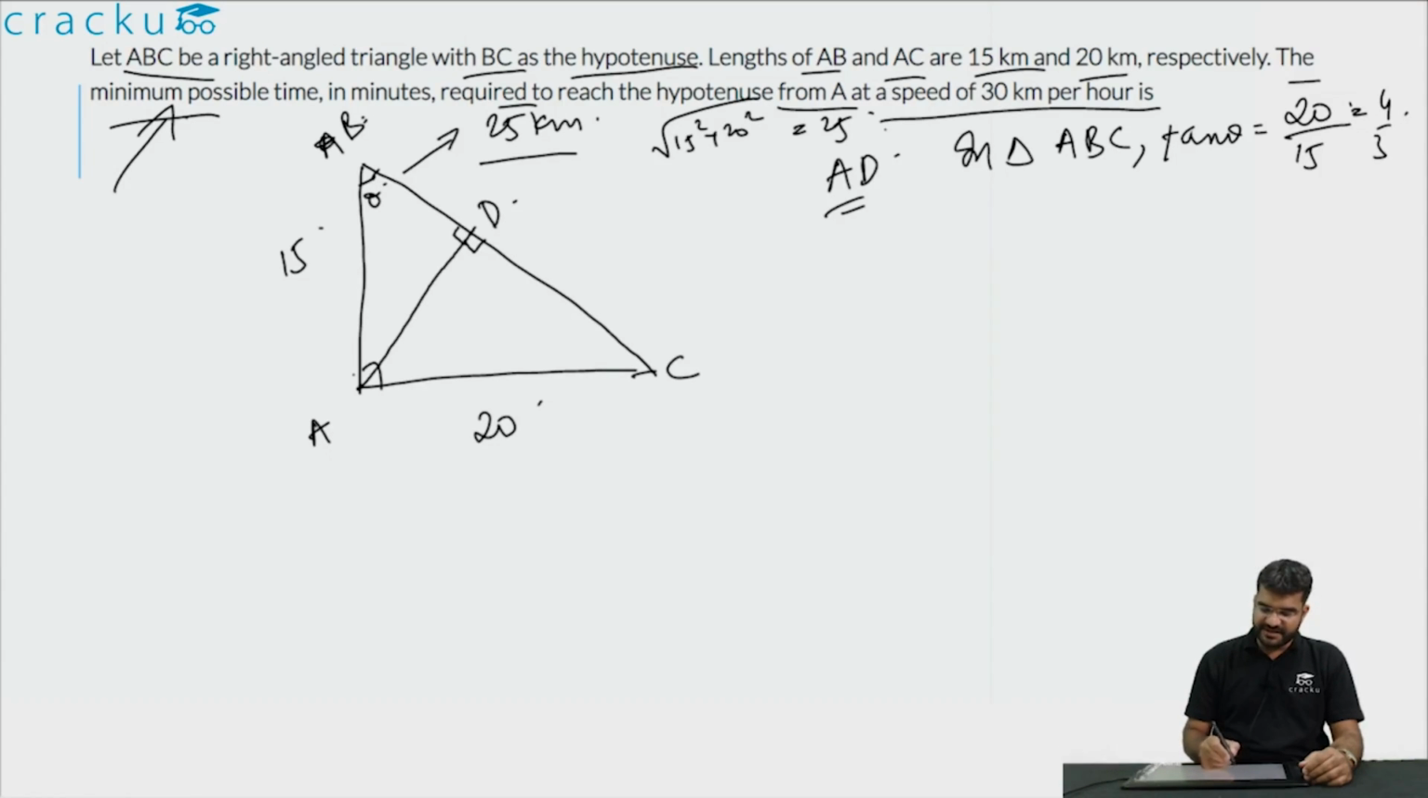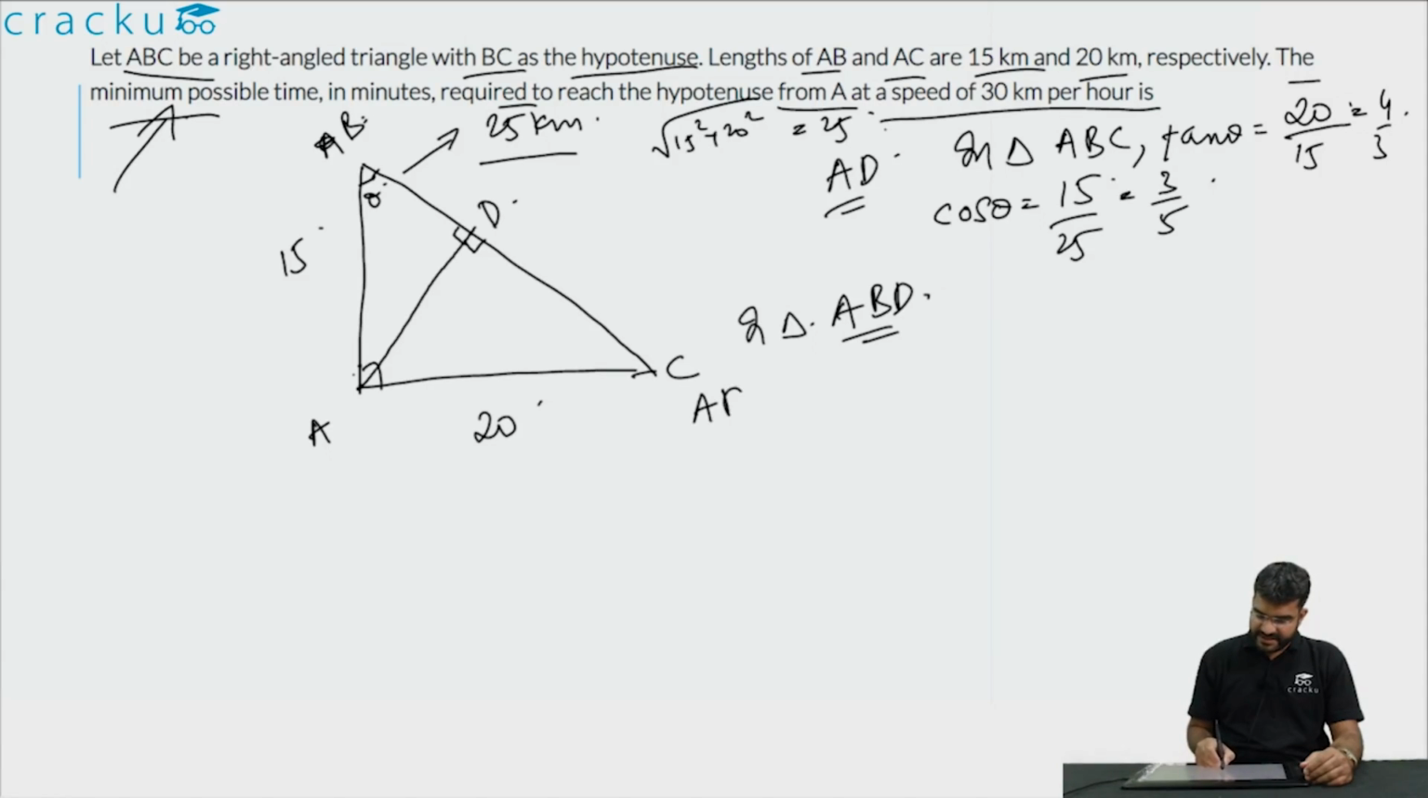Similarly, as we have calculated that the hypotenuse BC is equal to 25 kilometers, cos theta is equal to the adjacent side, that is 15, by the hypotenuse, that is 25. This is equal to 3 by 5. Now in triangle ABD, we are required to find out the length of AD.